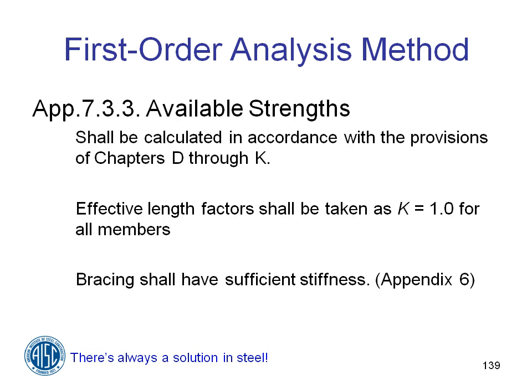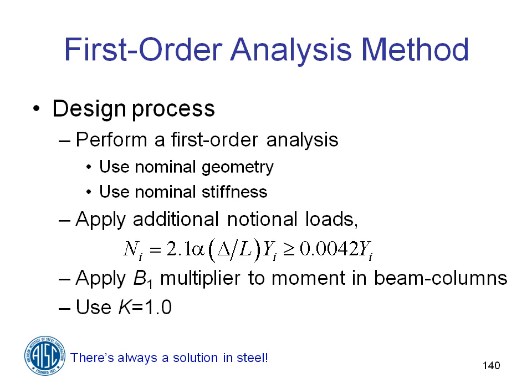Okay, so the available strength now with the first order analysis method, just like before, you determine with chapters D through K, but K is equal to 1. Okay, K is equal to 1. So just like the direct analysis method, with the first order analysis method, you can use K equal to 1. And of course you have to have sufficient bracing stiffness and strength. So perform a first order analysis, use nominal geometry, nominal stiffnesses with the notional load, and then apply the B1 multiplier in checking all of your beam columns.